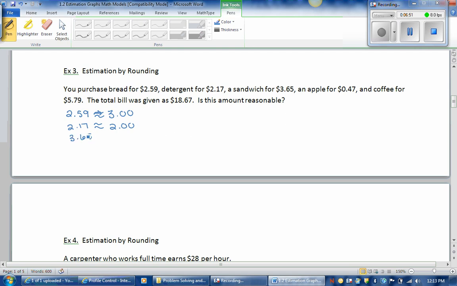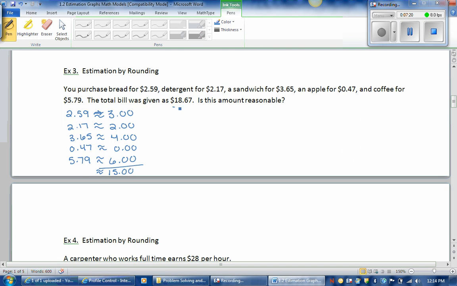$4.65 is going to be estimated as $4. 47 cents is going to be estimated at $0. Coffee is going to be estimated at $6. So if I take all those estimations, which are now really easy to add, I get an approximate value of $15.